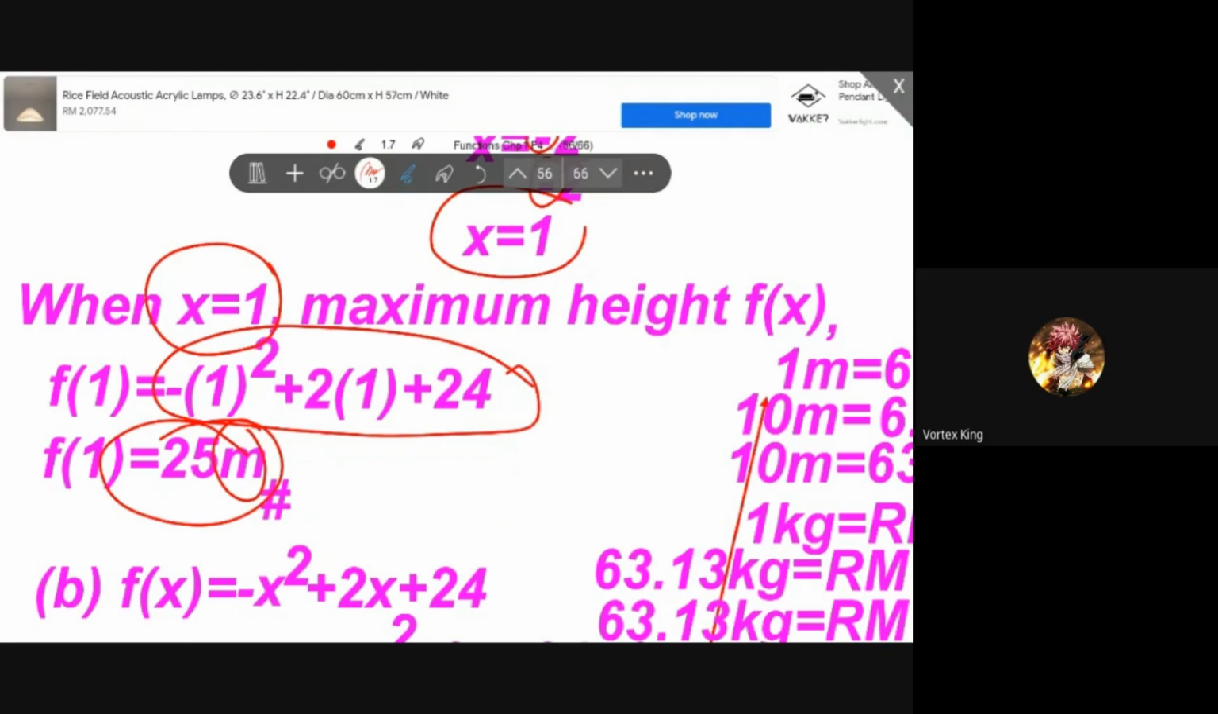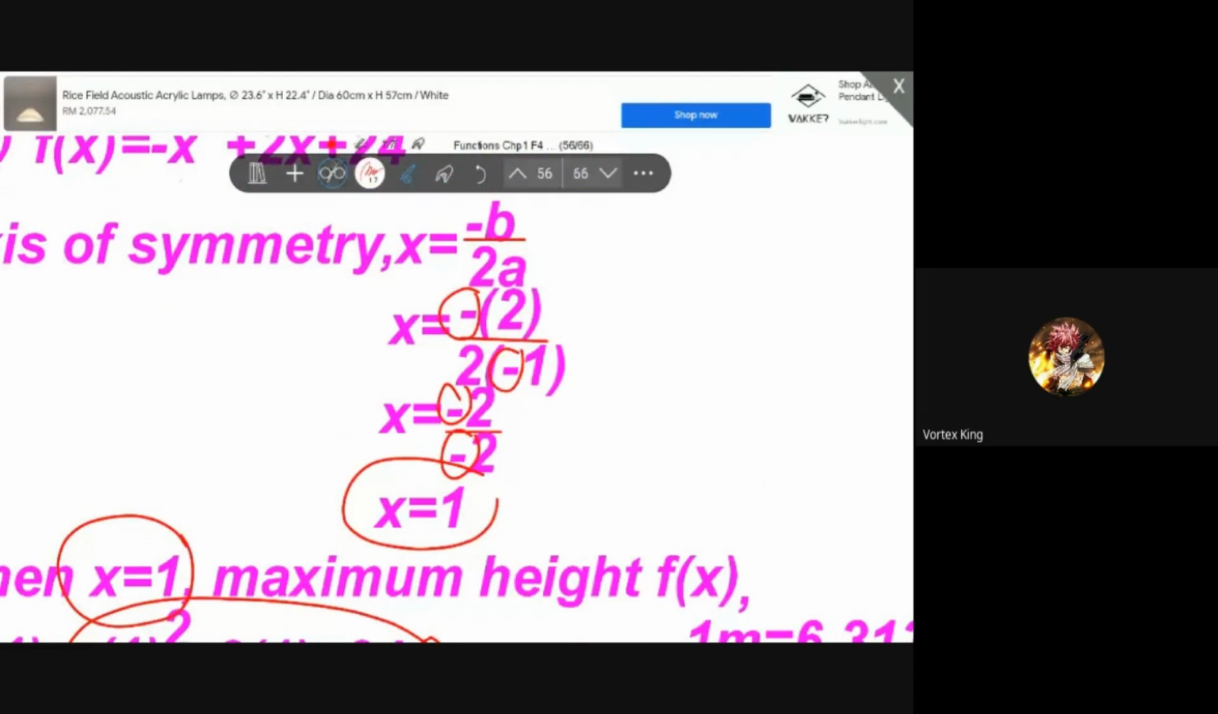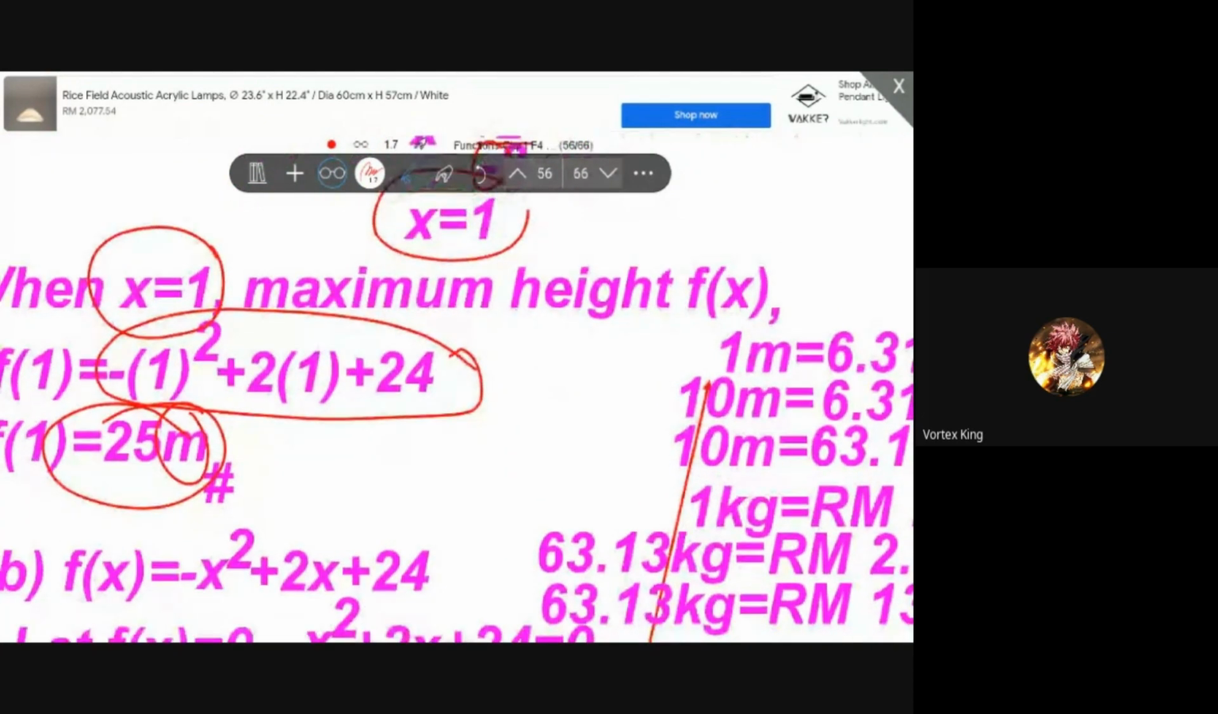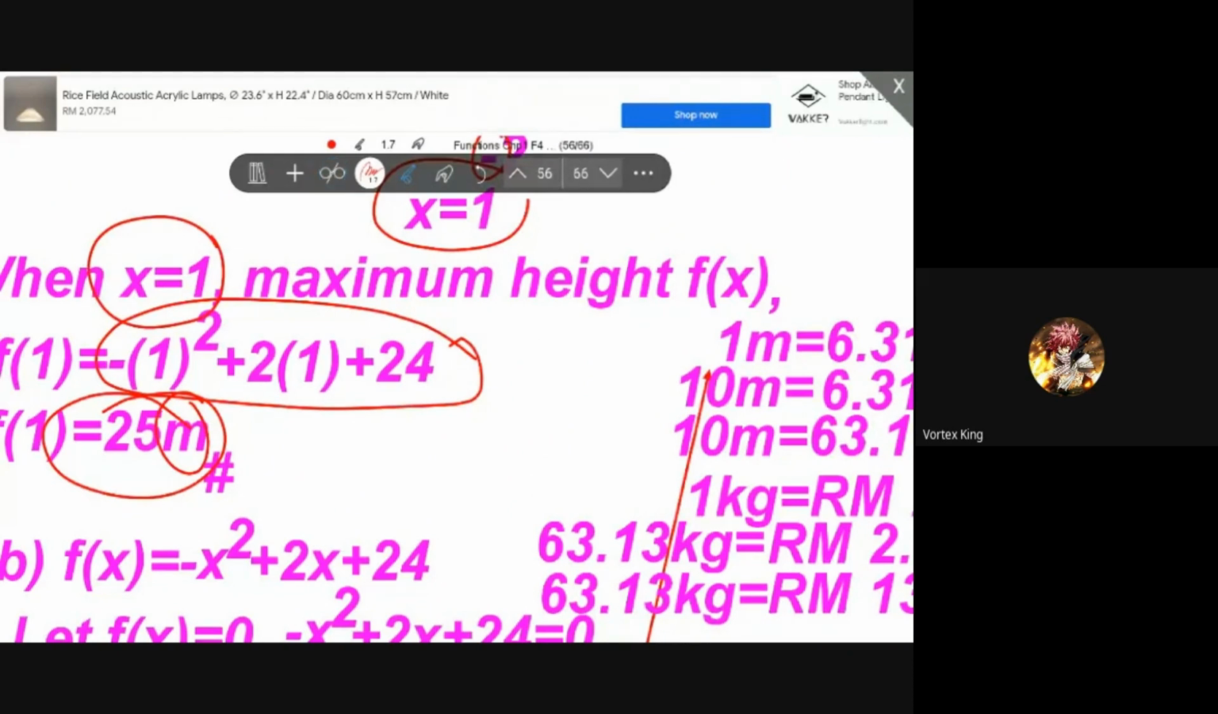Can you understand? Okay, good. Let me see. Okay, so this question got 2 marks. So 2 marks, if you can show this one, bila kamu tunjuk yang ni, kamu dapat 1 markah, you get 1 mark here. And your final answer betul, you get 1 mark also over here. So 2 marks.